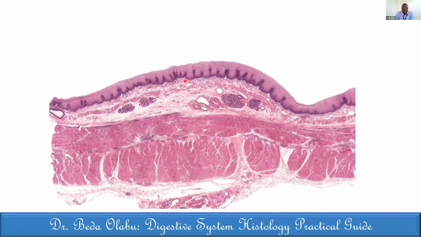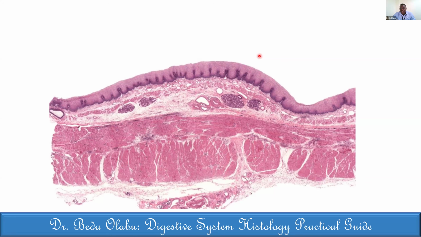Which segments of the GIT could this be? And why? Anyone? Yes, we'll start with Faith. Okay, I'd say the esophagus, because there's presence of the submucosal glands, and then the epithelium is stratified squamous, non-keratinized. Very well. Yeah. Very well.